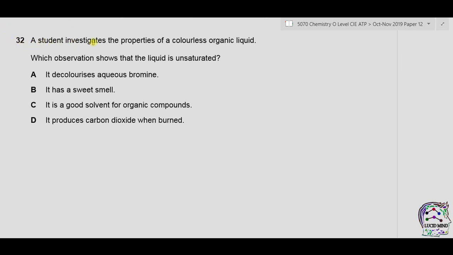Question 32. A student investigates the properties of a colorless organic liquid. Which observation shows that the liquid is unsaturated? Now unsaturated means that double bonds are present between carbon atoms, or in other words an alkene is present. A. It decolorizes aqueous bromine. This is true because alkenes can decolorize aqueous bromine by an addition reaction.